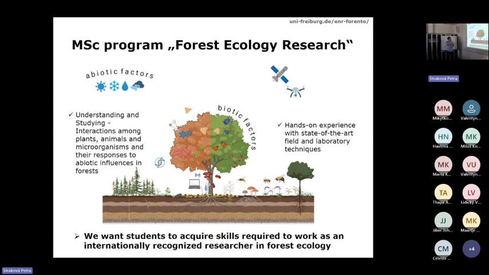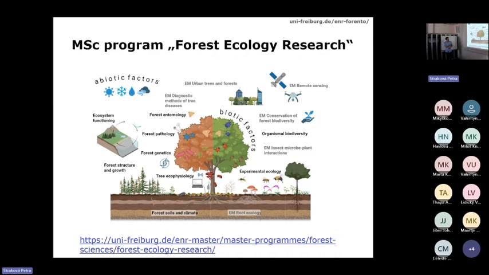We want to train them how to understand the interactions among plants, animals, microorganisms, and also abiotic factors. So in the center are the trees in the forest, in some cases also the stands, and we want to understand how the biotic factors and the abiotic factors influence these trees. And the students will get some training in modern methods, genetic methods, chemical methods, microbiological methods to really study this in depth. And yeah, so this is the program.